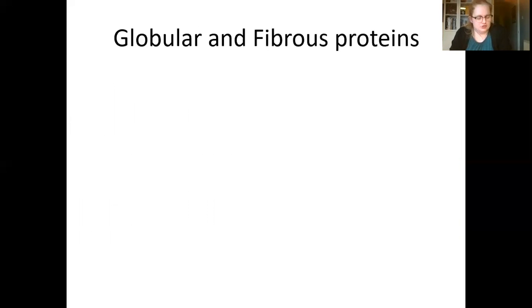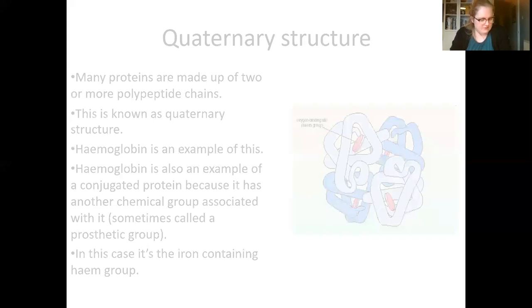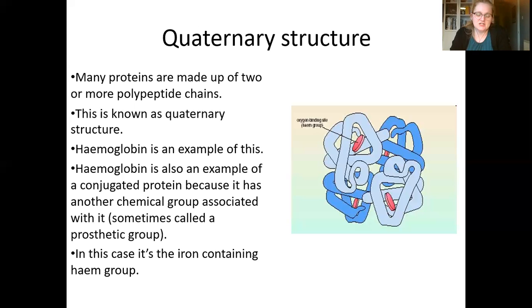So our quaternary structures, well, what basically happens is we've got this bit here. Hemoglobin is actually made up of 4 different polypeptide chains, and you can see that from this image here. We've got 2 dark blue ones and 2 light blue ones. That's our 4 polypeptide chains. 2 other examples of proteins that have a quaternary structure are collagen and insulin.